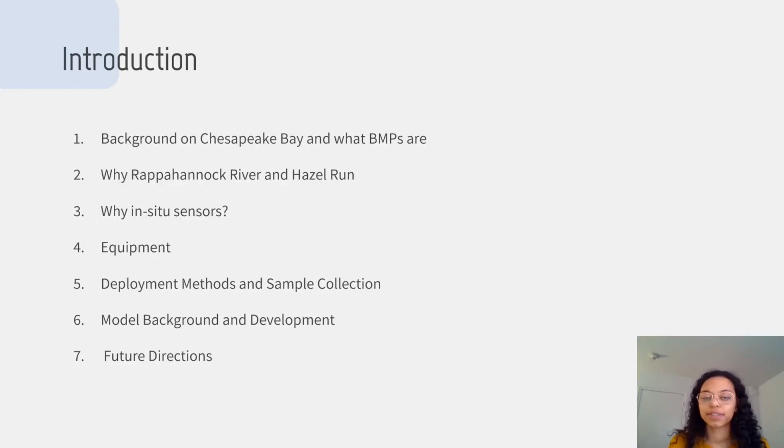An introduction of some topics I'm going to be talking about is a little bit of background of the Chesapeake Bay and what BMPs are, why they're important, why Rappahannock River and Hazel Run are a good option for this project, why in situ sensors are so important, the equipment that we're going to use, the deployment methods and sample collection, as well as information on the model we're going to be using and how to develop that model, and the future directions that the project has potential for.